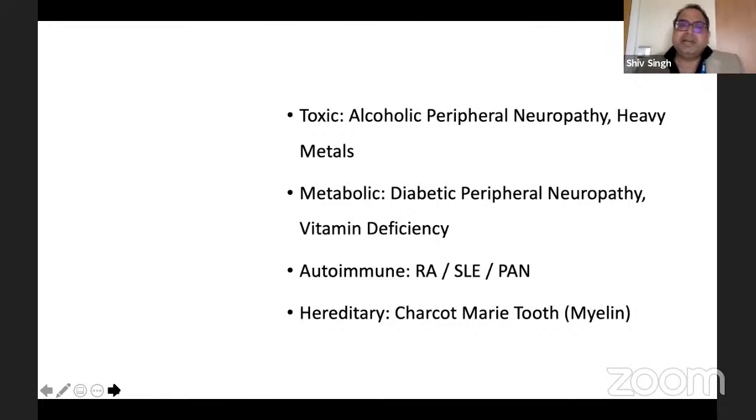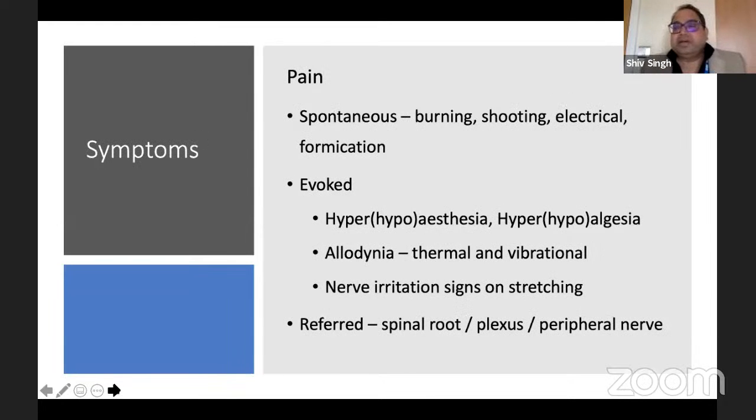So you need to be able to list these causes. How do they present? The pain obviously can happen spontaneously. It can be burning, shooting, electrical, or formication. It can be evoked, so you can have hyper or hypoesthesia, and hyper or hypoalgesia. There is allodynia to thermal and vibrational sensations, and there can be nerve irritation signs on stretching.